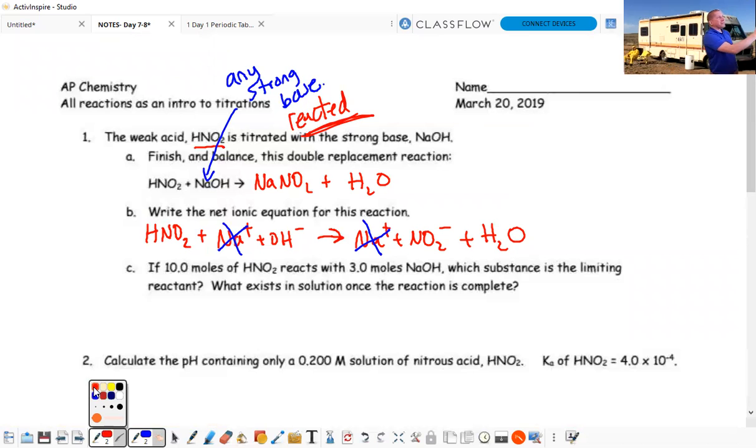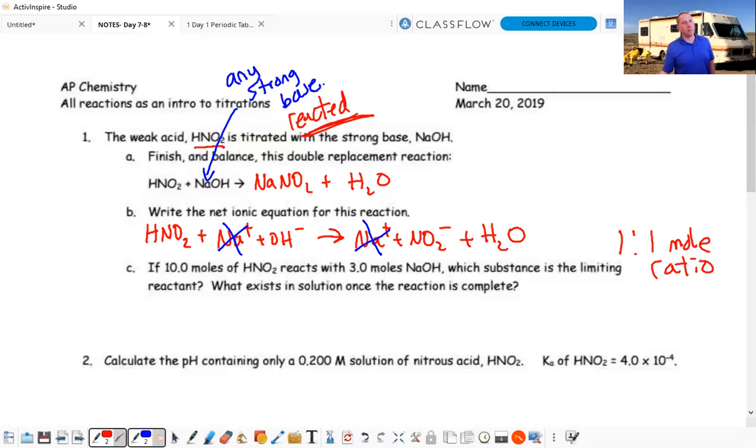All right, so if 10 moles of HNO2 reacts with 3 moles of NaOH, which substance is the limiting reactant? By this point in your chemistry life, you should be able to easily tell me which one is. It is a 1-to-1 mole ratio. What that means is for every 1 mole of one, 1 mole of the other reacts. So if you start with 3 moles of NaOH, which really is 3 moles of OH minus, because it's a 1-to-1 ratio there too, so 3 moles of this and 10 moles of this, well, all 3 moles are going to be used up. So at the end, there's going to be 0 of this left.